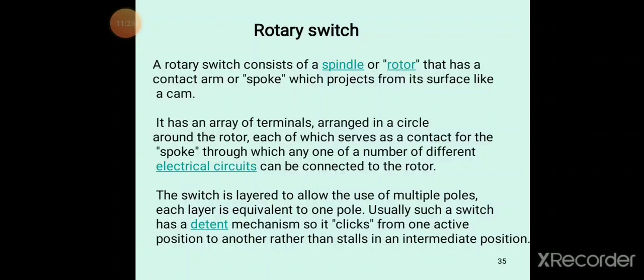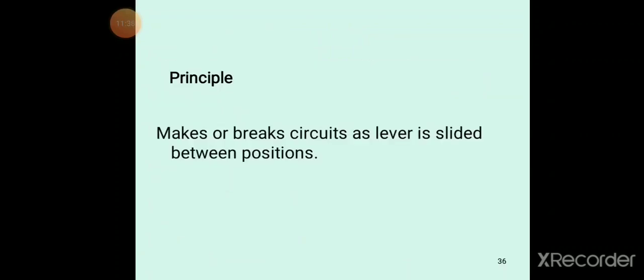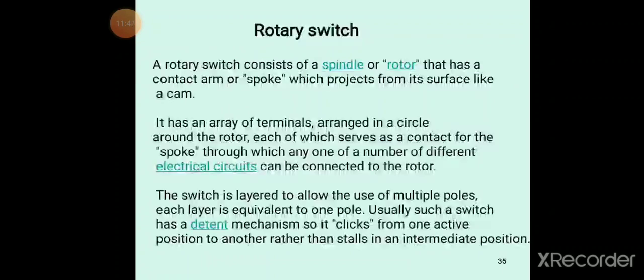Usually such a switch has a detent mechanism, so it clicks from one active position to another rather than stalls in an intermediate position. It makes or breaks circuits, that is a rotary switch. The rotary switch is generally used wherever rotation is needed and more ranges are needed; there we use the rotary switch.